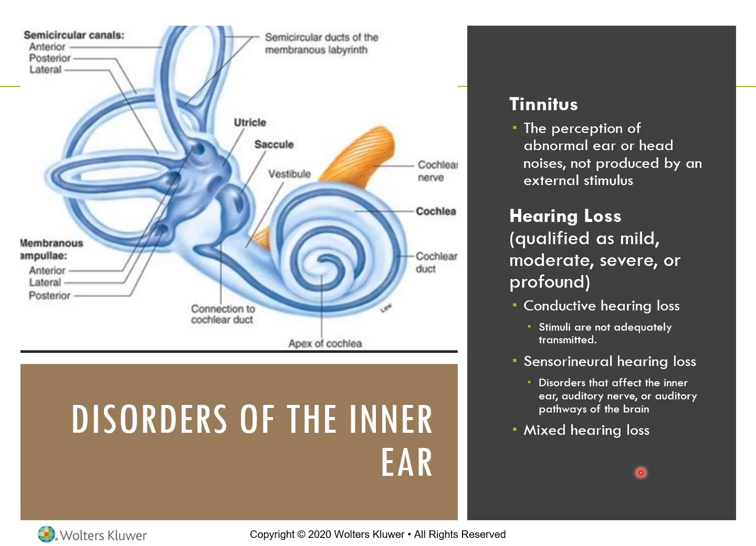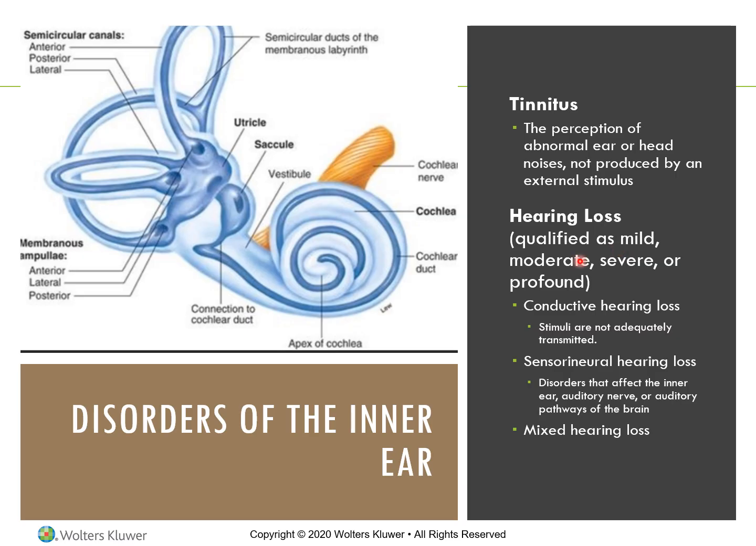And we'll talk about disorders of the inner ear. So the inner ear is composed of these intricate channels that facilitate things like hearing and position sense. One of the disorders of the inner ear is something called tinnitus, or tinnitus, depending on how you say it. This is a perception of abnormal ear or head noises not produced by an external stimulus. So you get this constant ringing or buzzing inside of the ear when there's no external stimulus. So the entire stimulus for that sound is coming from the inner ear itself.